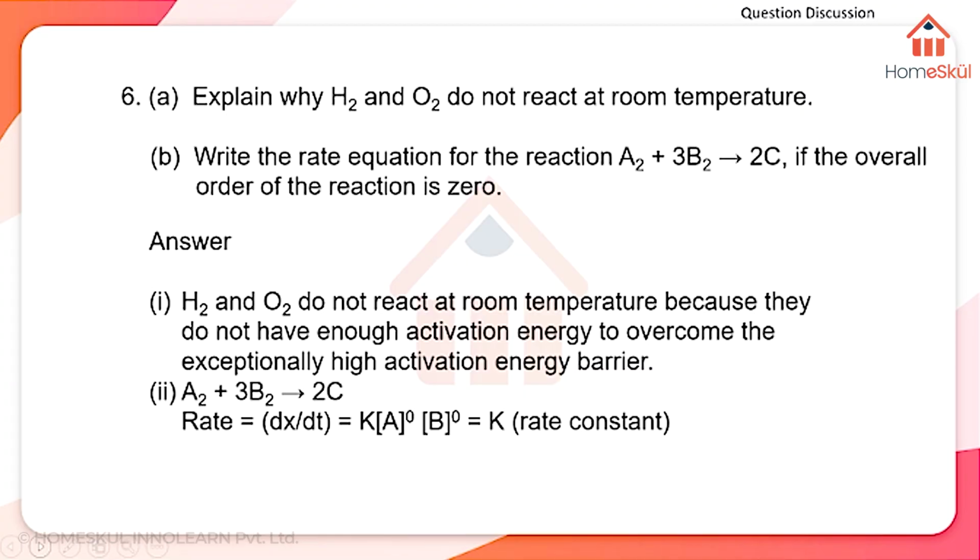Another question: explain why hydrogen and oxygen do not react at room temperature. And here is the answer. Hydrogen and oxygen do not react at room temperature because they do not have enough energy to overcome the exceptionally high activation energy barrier. Activation energy is the minimum energy required to form the activated complex. So oxygen and hydrogen have a higher energy barrier, and at room temperature they cannot overcome the activation energy. So they do not react at room temperature.